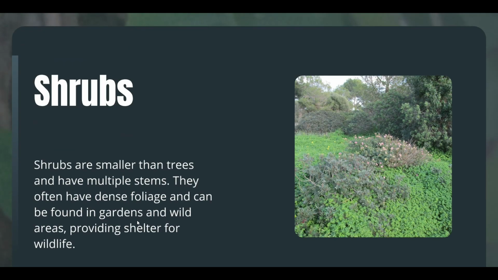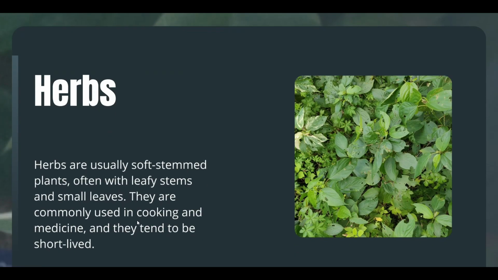And what are shrubs? Shrubs are smaller than trees and have multiple stems. They often have dense foliage and can be found in gardens and wild areas, providing shelter for wildlife. What are herbs? Herbs are usually soft-stemmed plants, often with leafy stems and small leaves. They are commonly used in cooking and medicine, and they tend to be short-lived. Their lifespan is very short compared to trees and other plants.